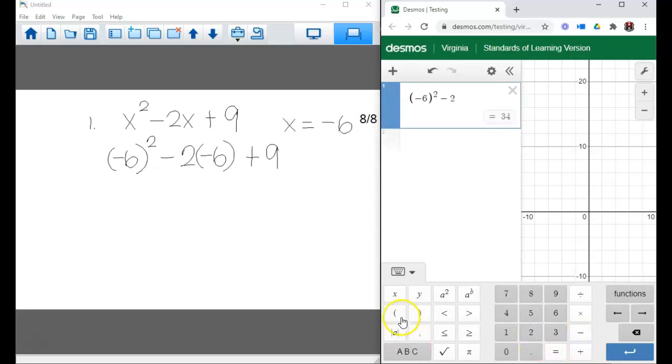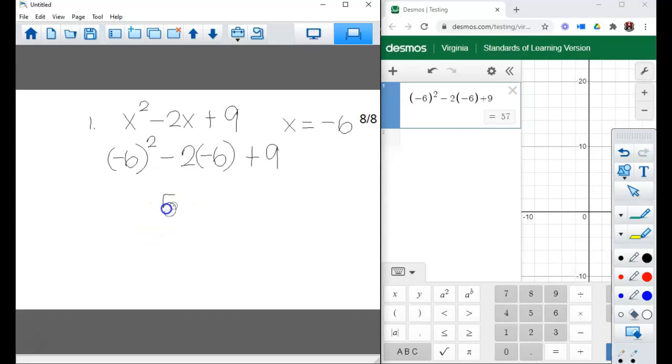Minus 2, parentheses, negative 6, plus 9. So you're going to type the whole thing in all at one time. And you can see here that the answer on this problem is 57. So this is exactly what I would want to see on your paper for your written work. The problem with the numbers filled in, and then the answer. The answer you can get from the calculator.